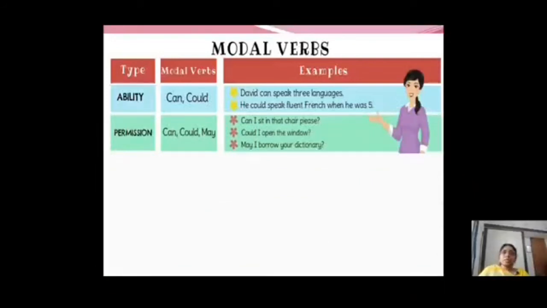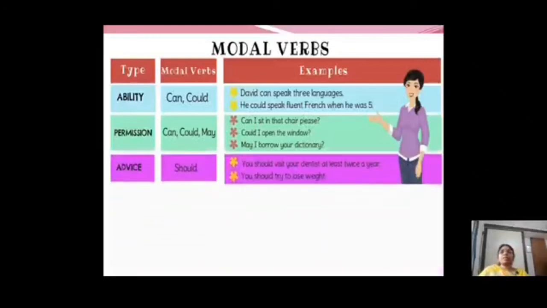Can I sit in that chair, please? Could I open the door? Could I open the window? May I borrow your dictionary? So all these are permission. You will use all these verbs before the subject. Now I hope you will be clear with this. When you are asking permission, you use the modal verbs can, could and may. Right? Next is advice.